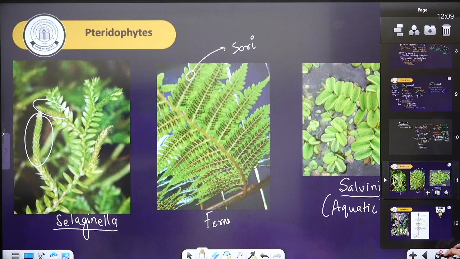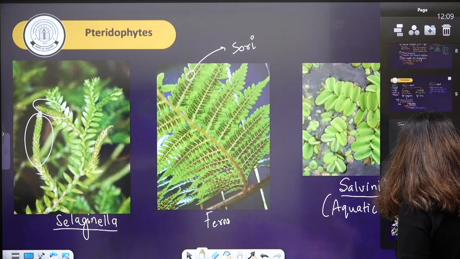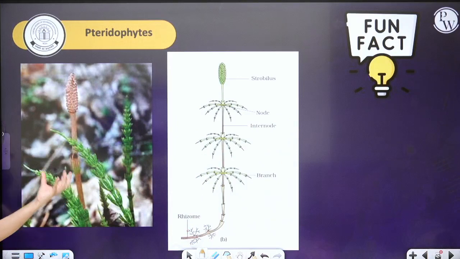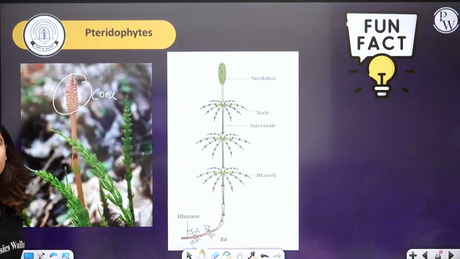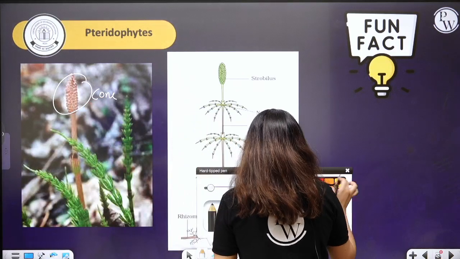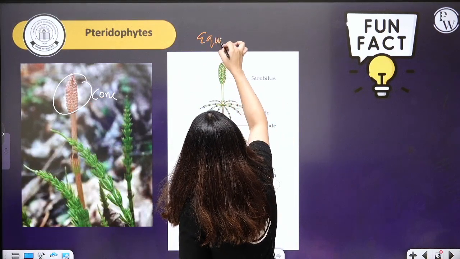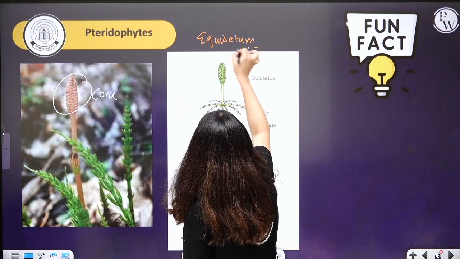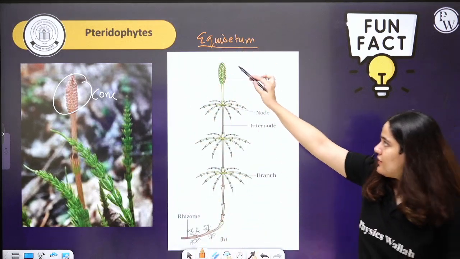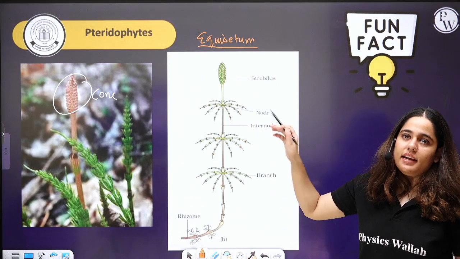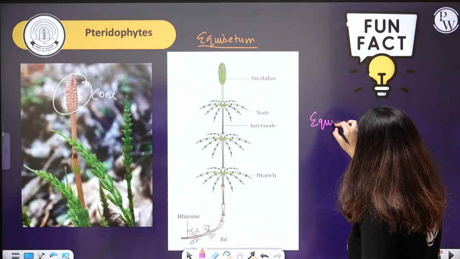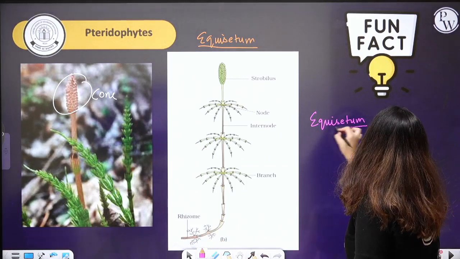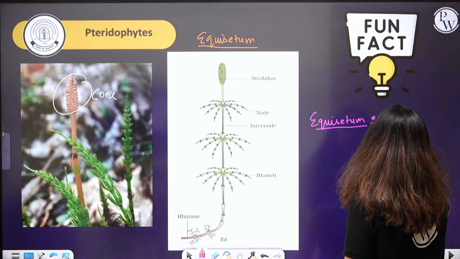Now, I'll talk about a fun fact about Equisetum. As you can see the structure of Equisetum here, this is like a cone or strobilus. Equisetum is known as horsetail. As you can see, it looks like the tail of a horse.